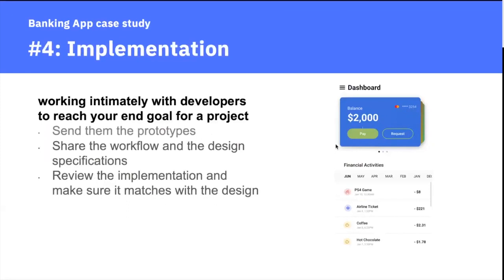The fourth step is implementation. Implementation is when you send this design to your development team, and in this process you send them the specifications, the color codes, the margins, the prototypes, how they interact, and everything. And also after they implement it, you make sure that you review the design and that it matches the requirements and the design process that you have asked them to follow.